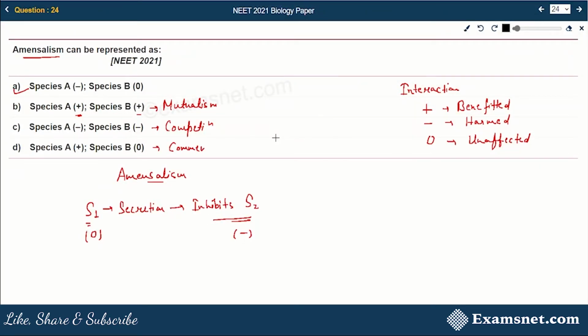Okay, that means what happens in commensalism? In this case, one is benefited whereas the other is unaffected. Okay, so I hope you understood this question.